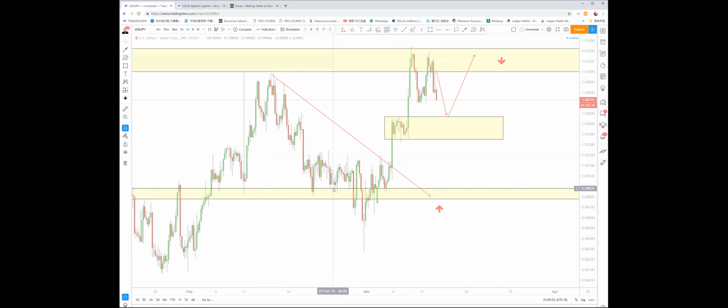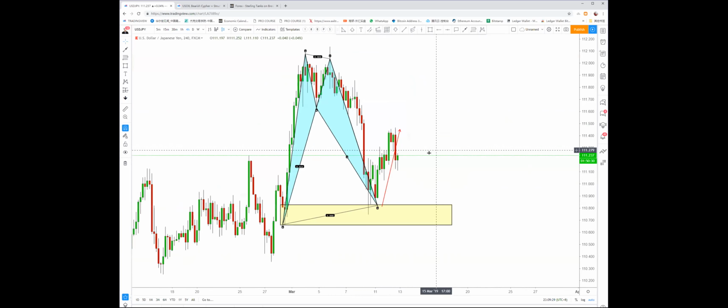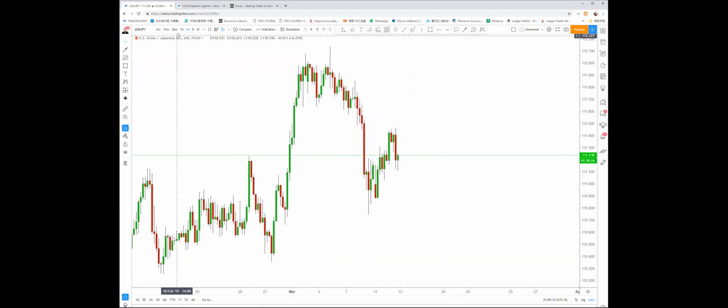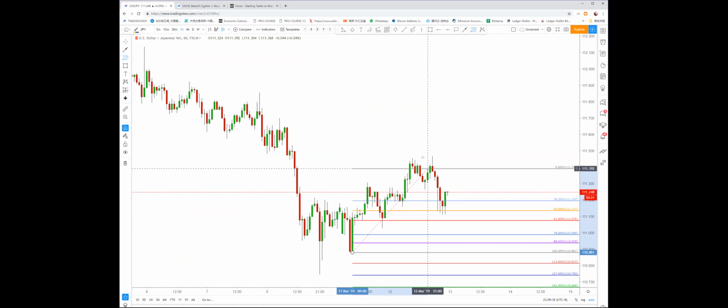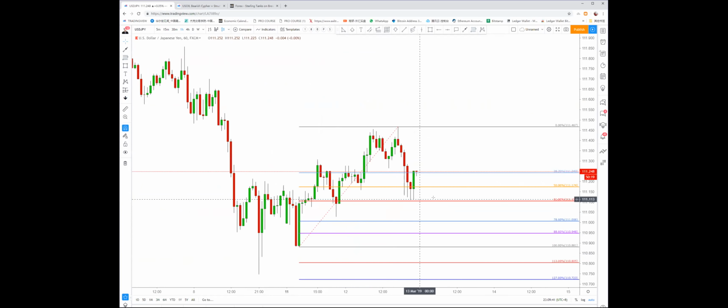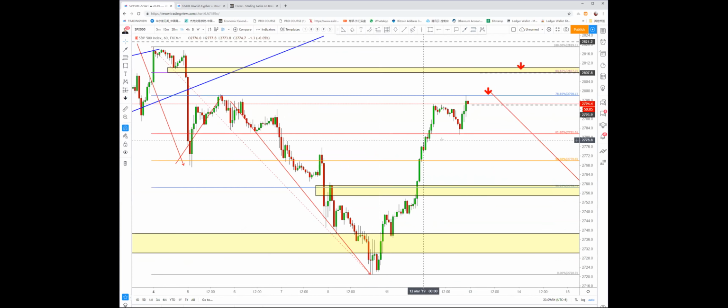Dollar yen, sideways. This bat pattern has had a very nice rally, and now the price has made a consolidation at about 111.10. So on the 1 hour chart, I suggest you take the 618 buy, very close to 111.10. So buy from 111.10 for dollar yen. Simple move. For S&P, guys, I give you the trade.